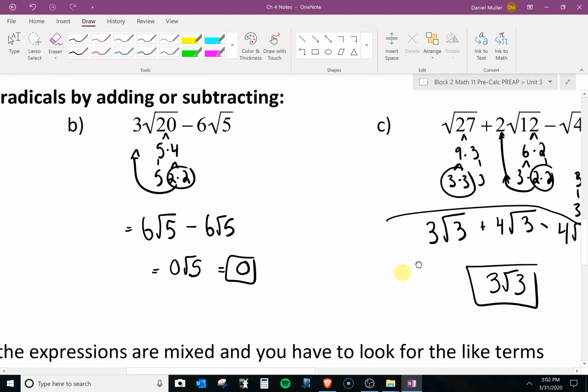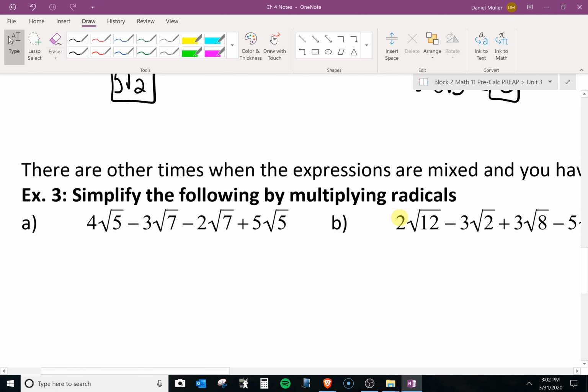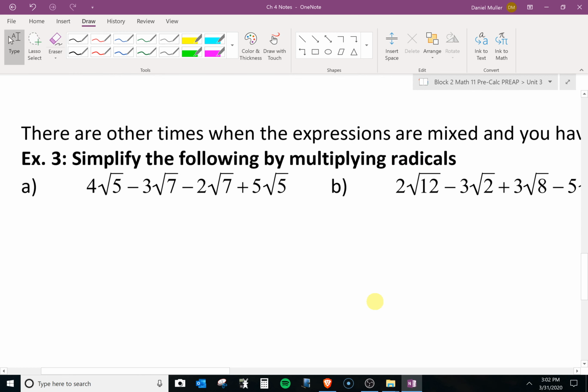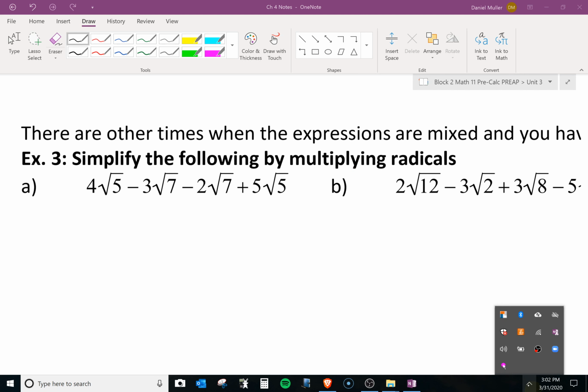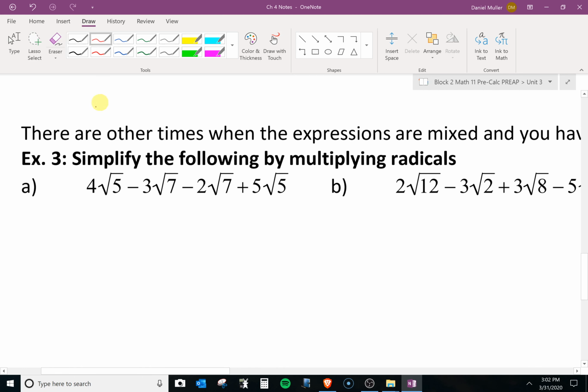Continuing on here. We need to simplify the following by, oh, it says by multiplying, but what we're doing here is actually adding or subtracting. So we've got 5 can't be simplified, 7 can't, 7 can't, and 5 can't. So we can't simplify anything. And I already see that these two are alike, and that these two are alike.